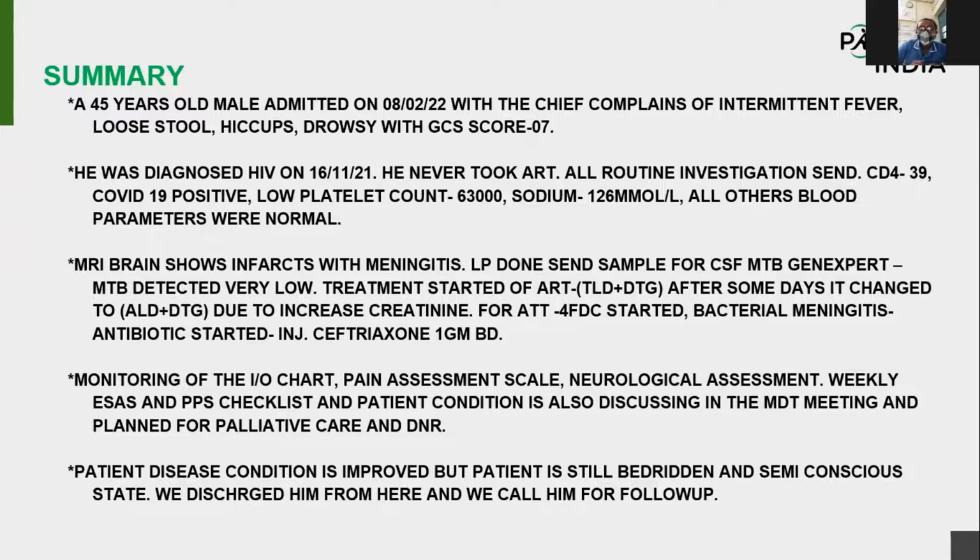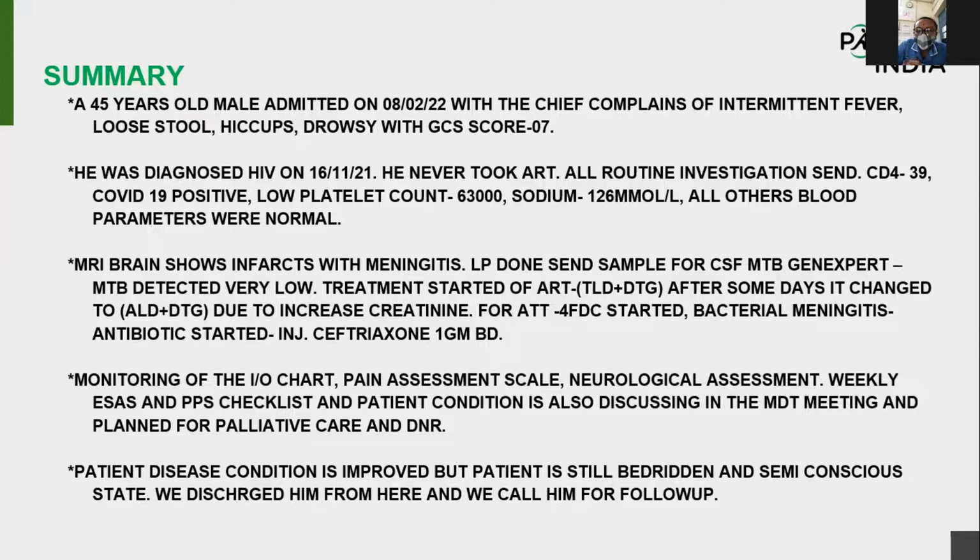Summary. As I told, a 45-year-old patient was admitted to our facility on 8/22 with chief complaints of intermittent fever, loose stool, hiccups, and drowsiness with GCS score 7. He was diagnosed with HIV on 16/11/2021 and never took ART. Here we have done the routine investigations and seen the parameters: CD4 39, COVID-19 positive, low platelet count, hyponatremia 126 mmol per L, and all other investigations were normal.